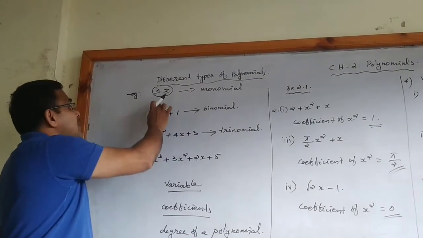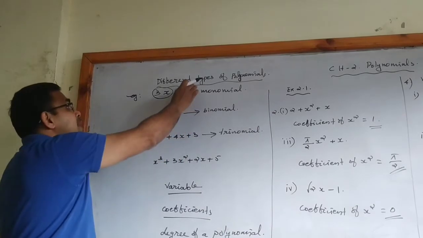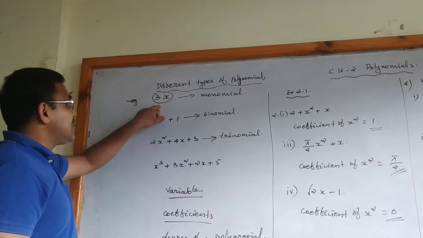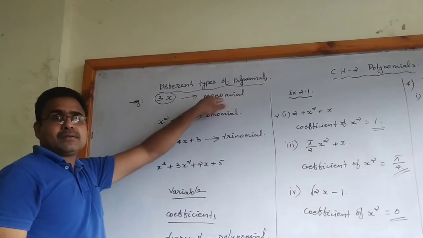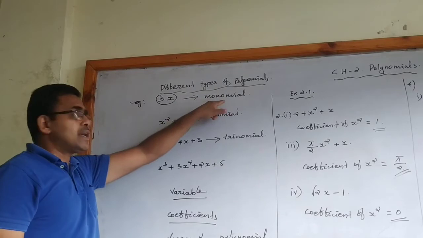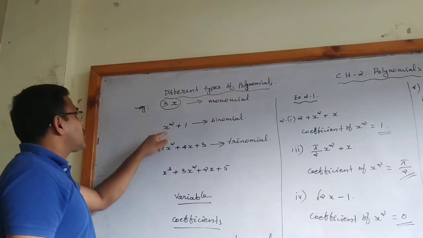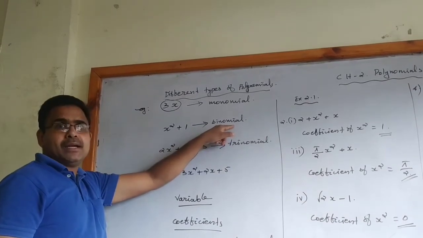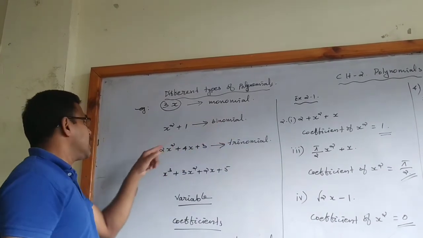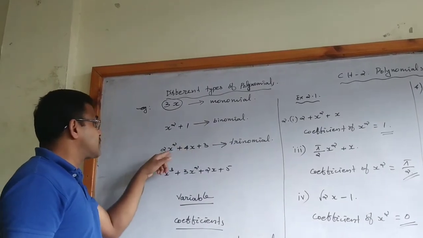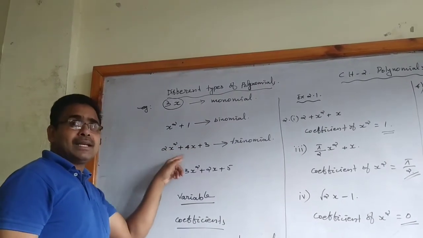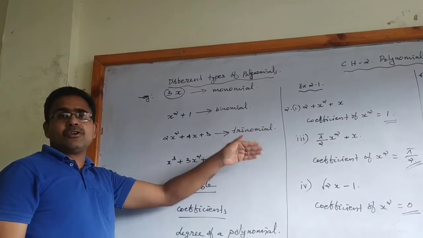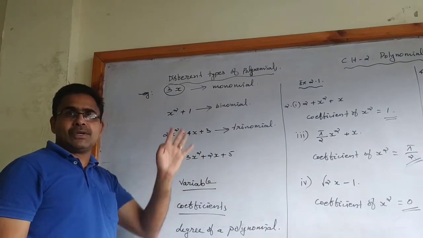According to the number of terms, we divide polynomials into different types. If there is only one single term, we call it a monomial. If there are two terms, we call it a binomial. Here you see three terms, 2x square plus 4x plus 3. If three terms, we call it a trinomial. Then four terms, tetranomial, pentanomial, and so on.